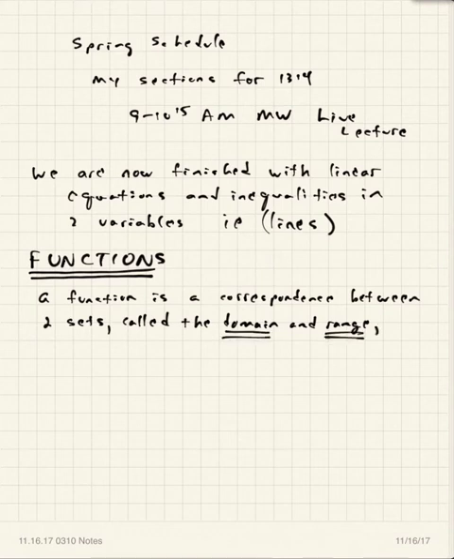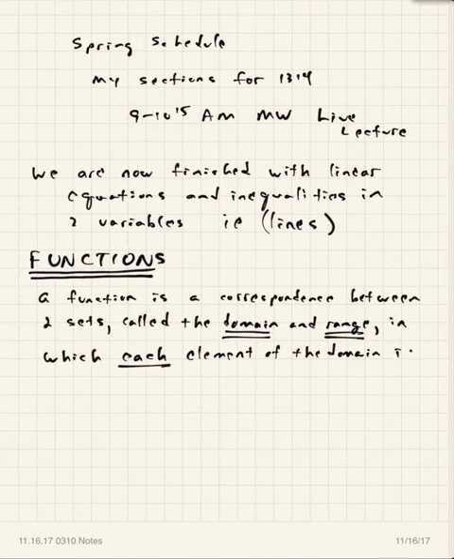And so you have this correspondence between the domain and range in which each, and that's an important word, element of the domain is made to correspond to exactly one element in the range.